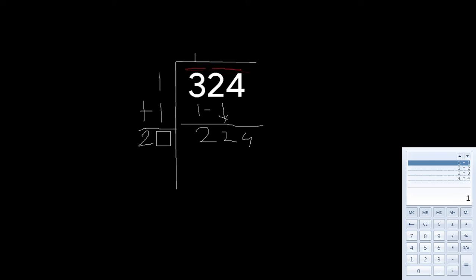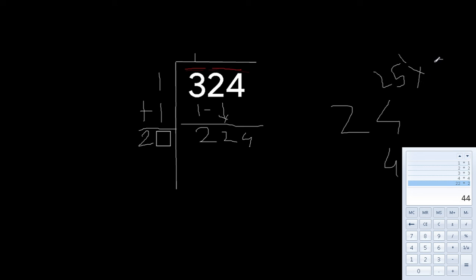Next we have to find the next number. Coming back to our calculator, let's try 22 into 2. One more thing I forgot to mention earlier: if you're putting, for example, 4, then the same digit should be multiplied, so 24 should be multiplied by 4. If it's 25, then it should be multiplied by 5 only, no other number.